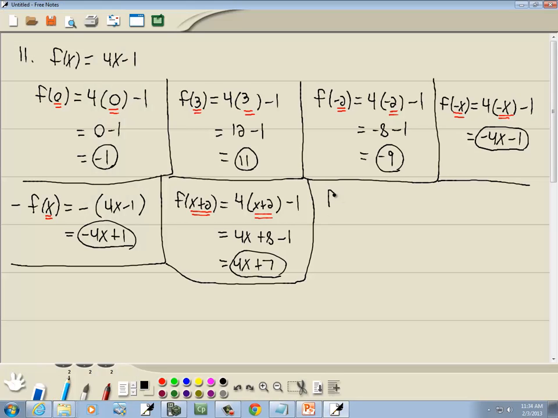F of 2x. Again, we'll go back to our original function. Wherever we have an x, we'll put in parentheses. Whatever's inside the parentheses here is what we put in over here. So we'll put in 2x there. 4 times 2 gives us 8, so 8x, and then the minus 1 carries down.